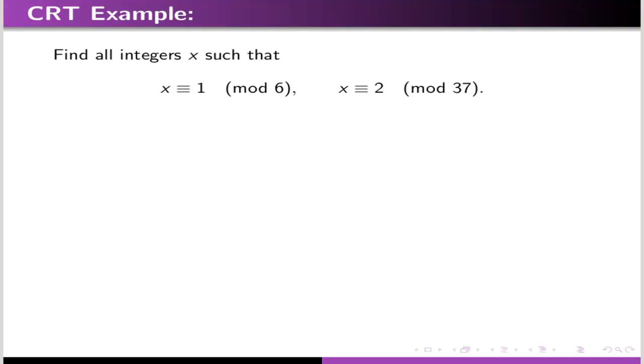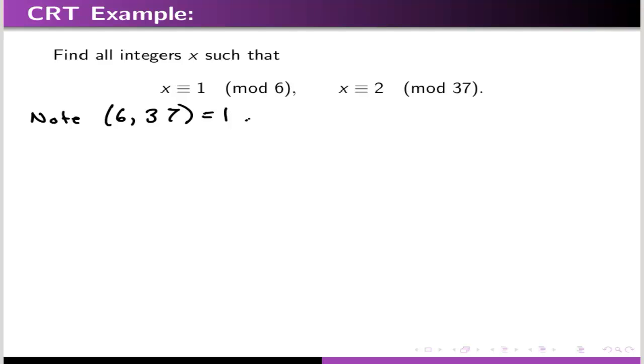Alright, let's do an example, because in practice, when you want to actually solve a Chinese remainder theorem problem, you're not going to ram it through some isomorphism theorem. So let's find all integers x such that x is congruent to 1 mod 6 and x is congruent to 2 mod 37. Note that these moduli are relatively prime. 6 and 37 share no common factors.